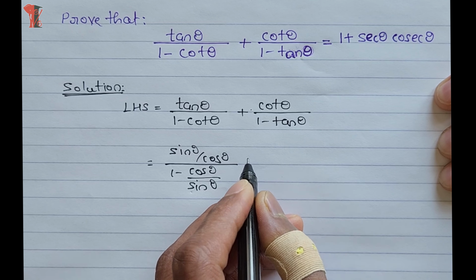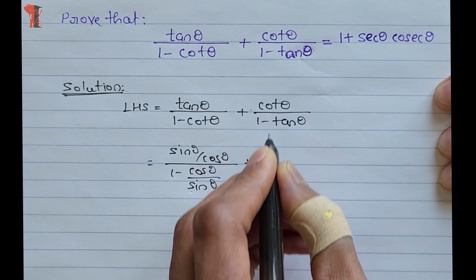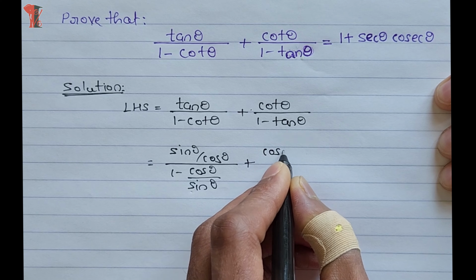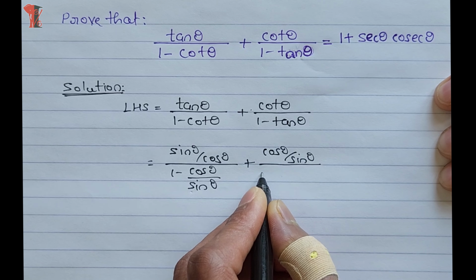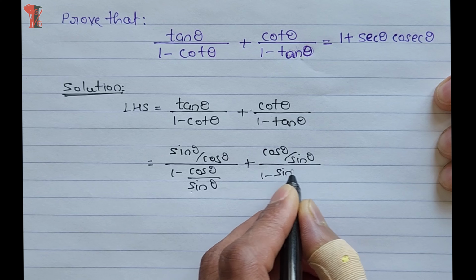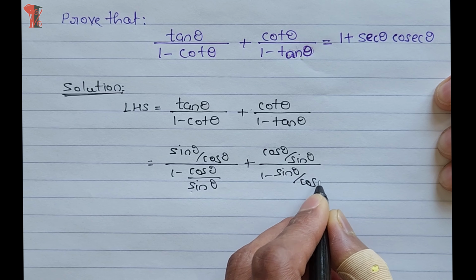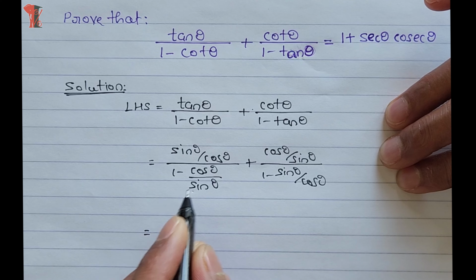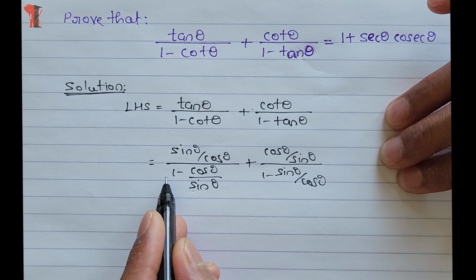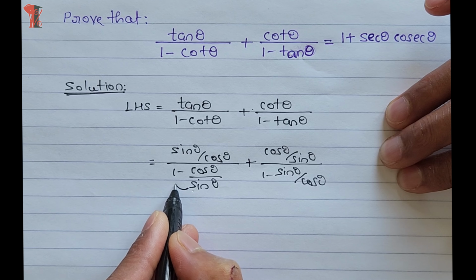Now same way over here we can write cot theta as cos theta by sin theta divided by 1 minus sin theta by cos theta. So then what happens? In the denominator we can go with the LCM. See, we have a sin theta here, right? Let us take an LCM. If you take an LCM, this sin goes here.